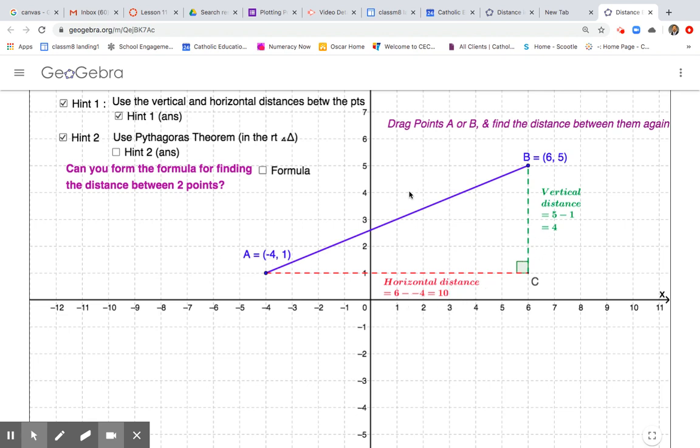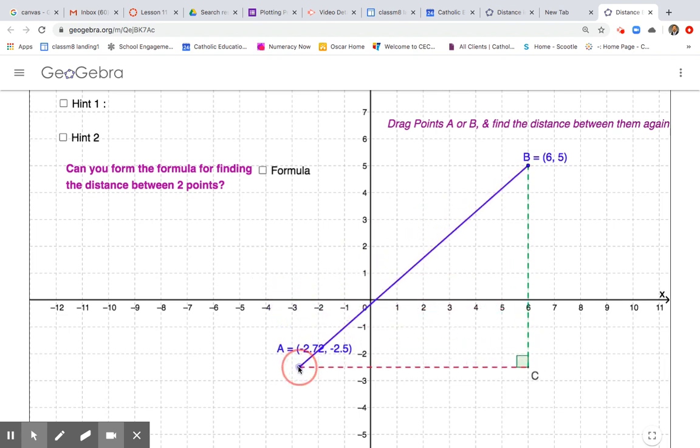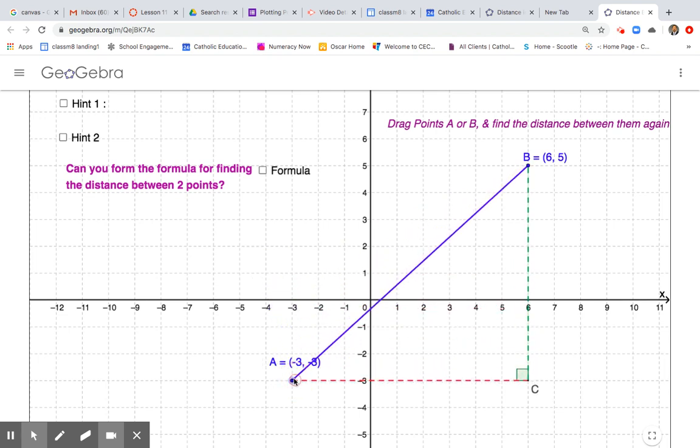So again, what's the distance? The square root of 10 squared plus 4 squared. So the square root of what? 116. The square root of 116. That's over here a bit. Okay. So as I said, it doesn't matter if we make them both negative. It just doesn't click on. So well, there you go.